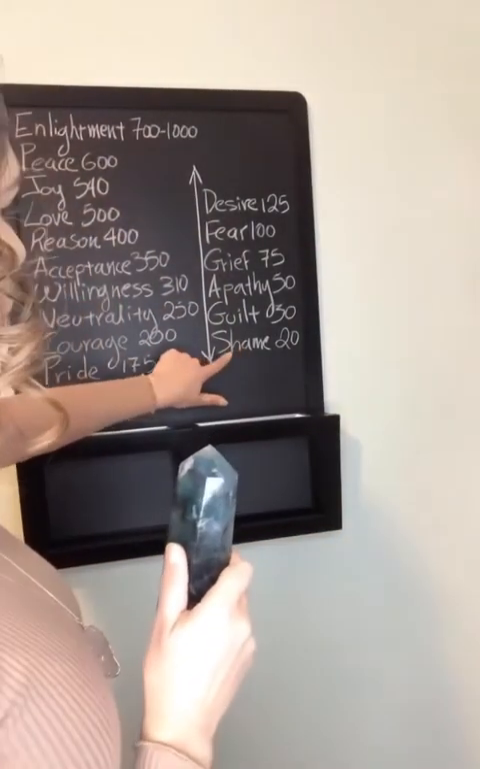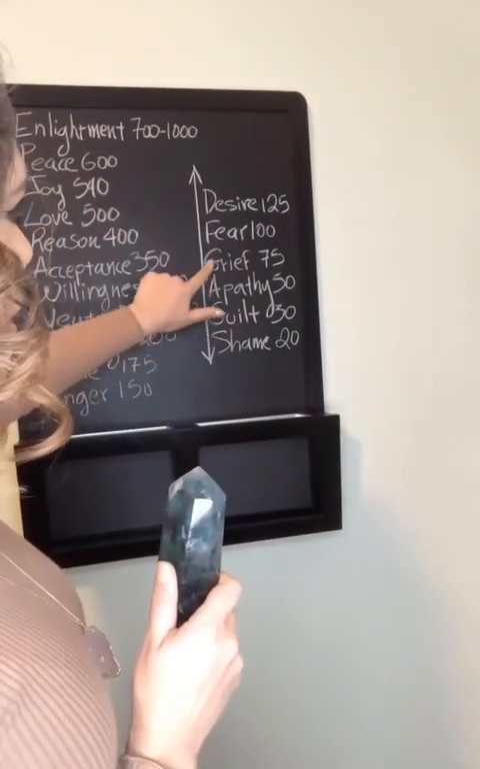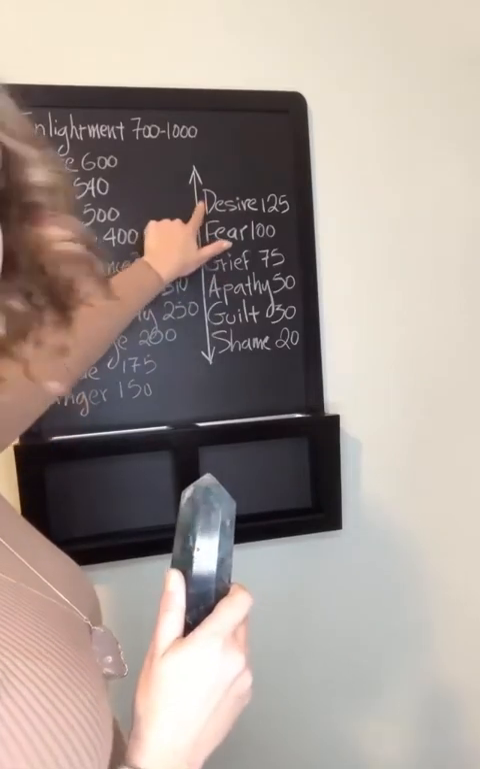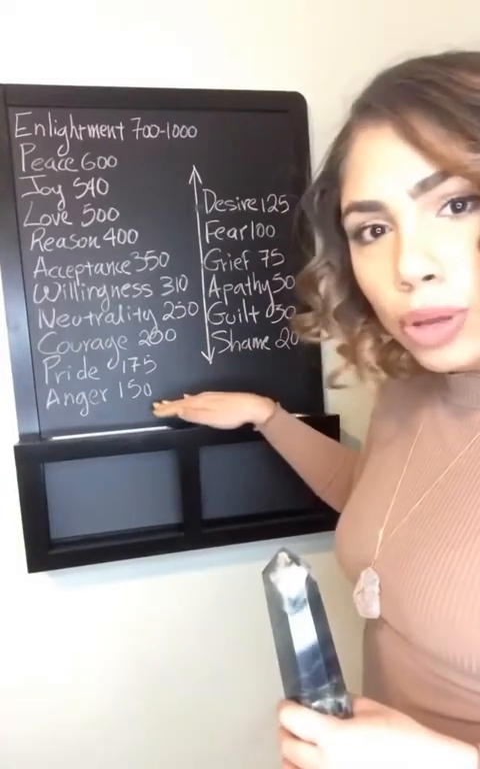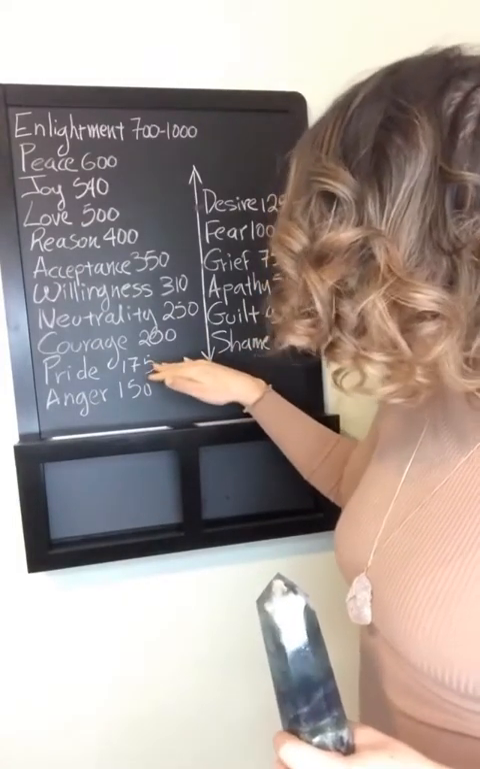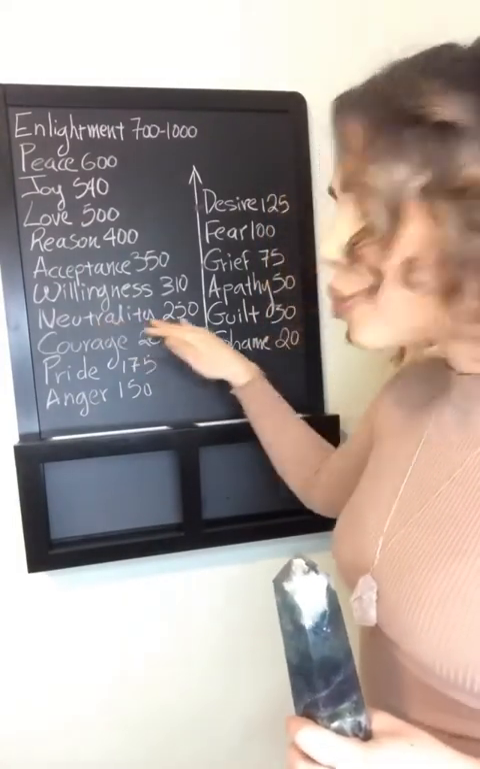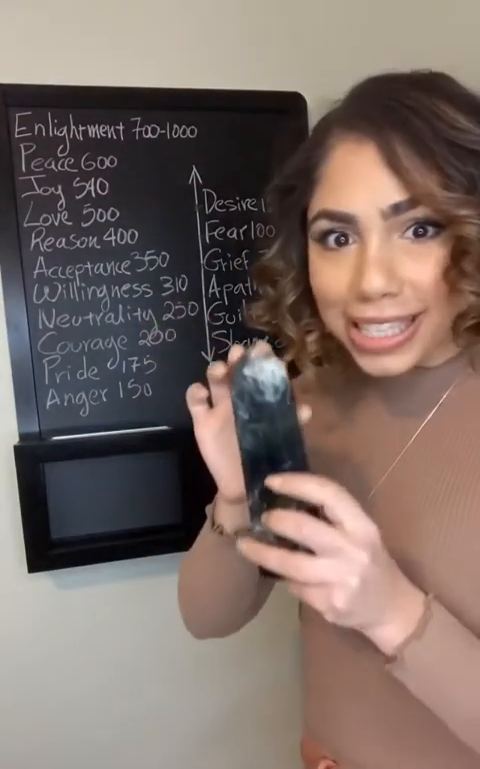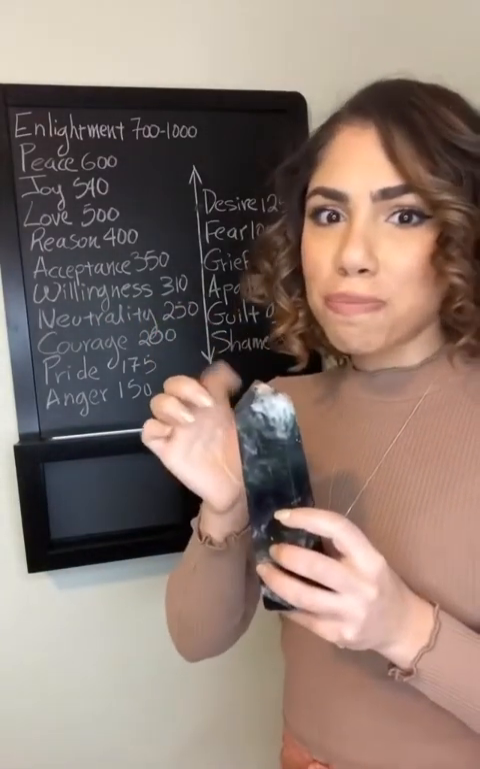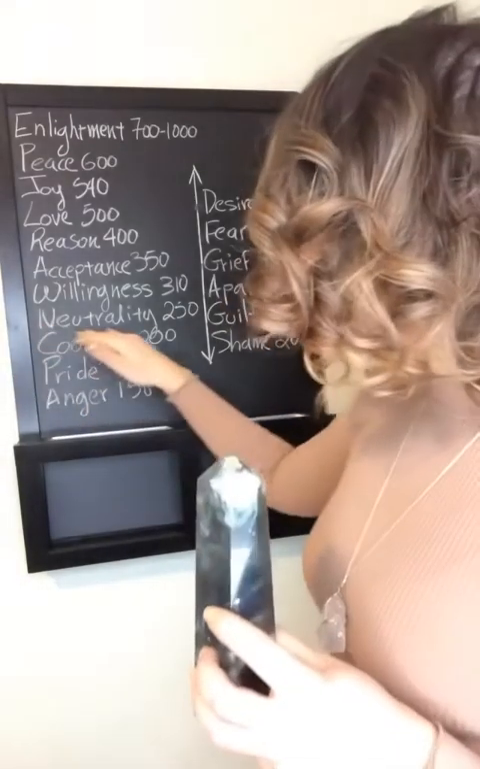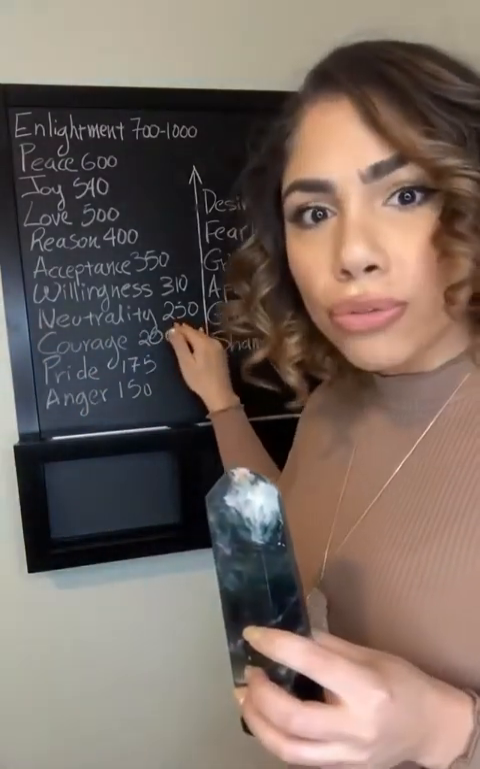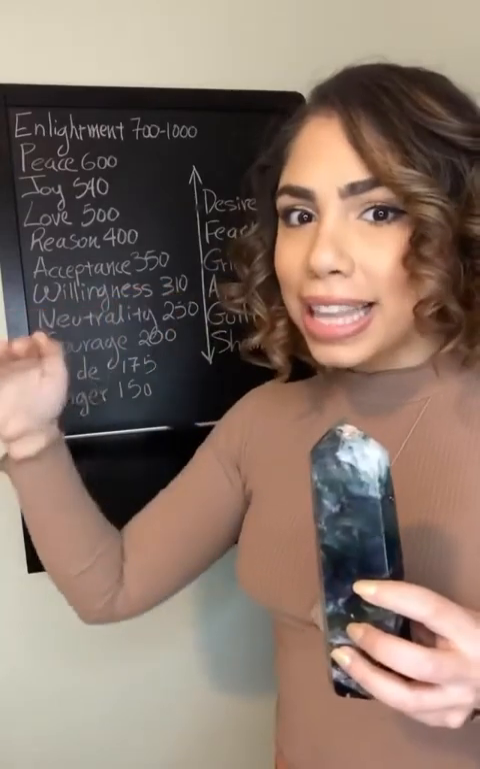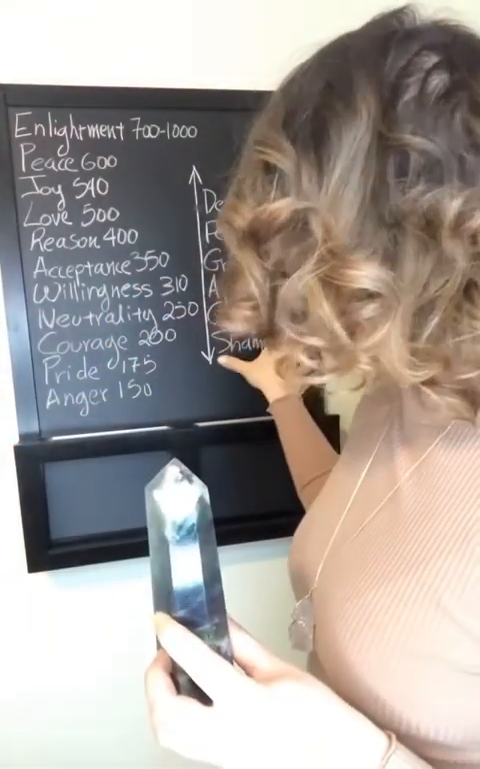I'll move to this side so you guys can see better. So shame, and then is guilt, apathy, grief, fear, desire at 125. And then we move to anger, pride, courage, neutrality, which is exactly why this is a perfect crystal to meditate for this practice. And the reason why neutrality is so important at 250 is because it's the fine line between all the low vibration feelings and the high vibration feelings.